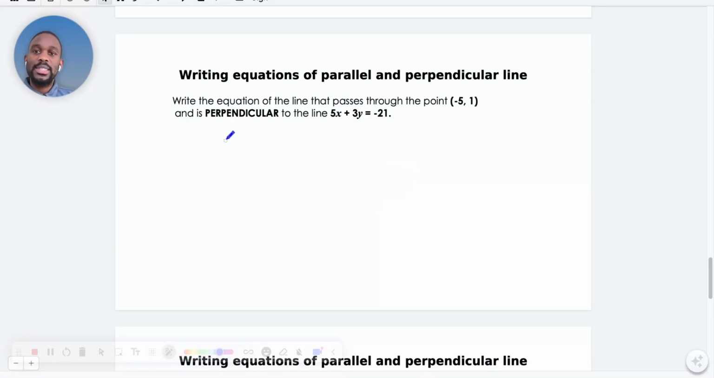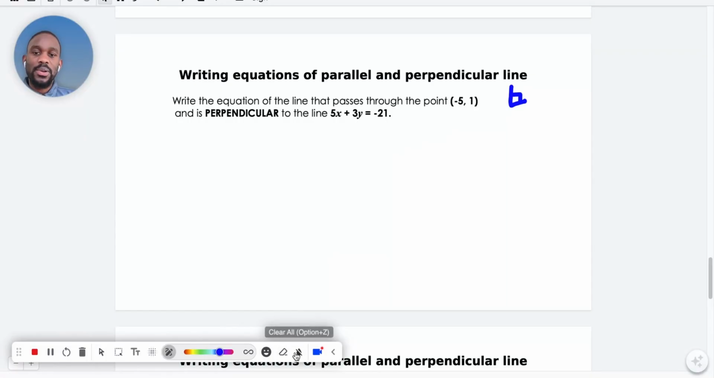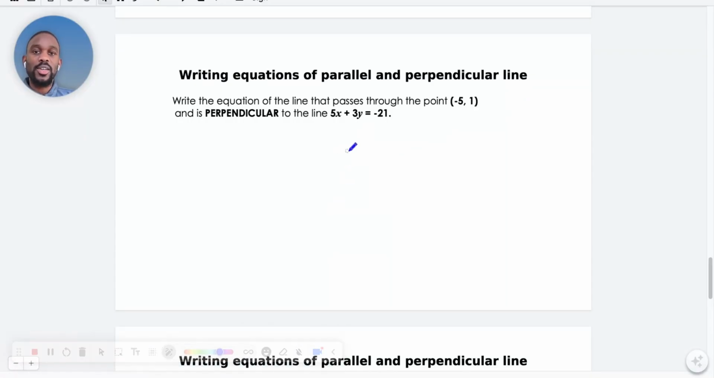So they're asking us to write the equation of the line that passes through this point, but perpendicular to the line 5x plus 3y is equal to 21. Another thing you have to note, guys, is can I tell the slope of this line here? Let me call it line star. What's the slope of this line star? I can't really tell it. All I have to do is first put it in the form y is equal to mx plus b, and then I'll be able to tell the slope.